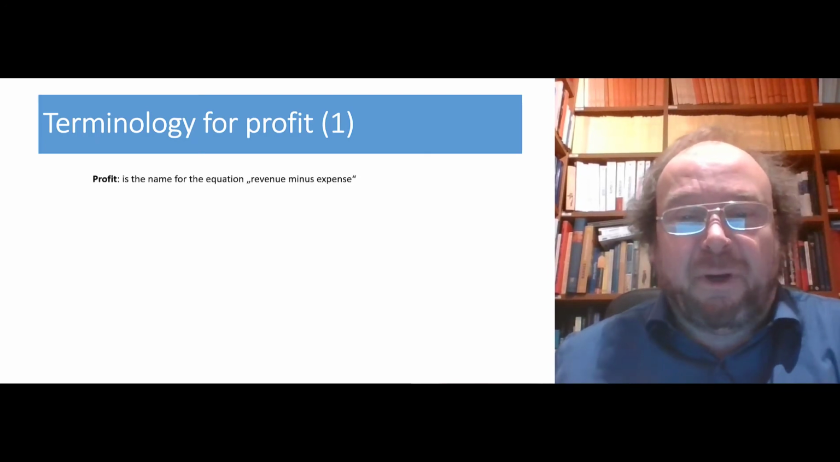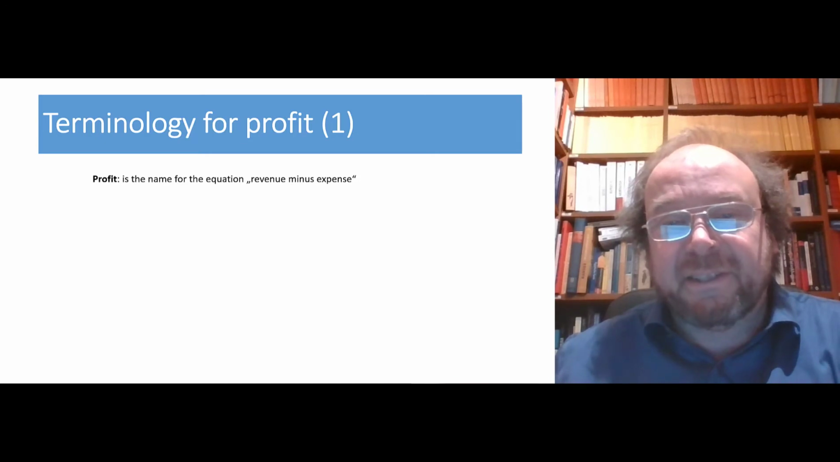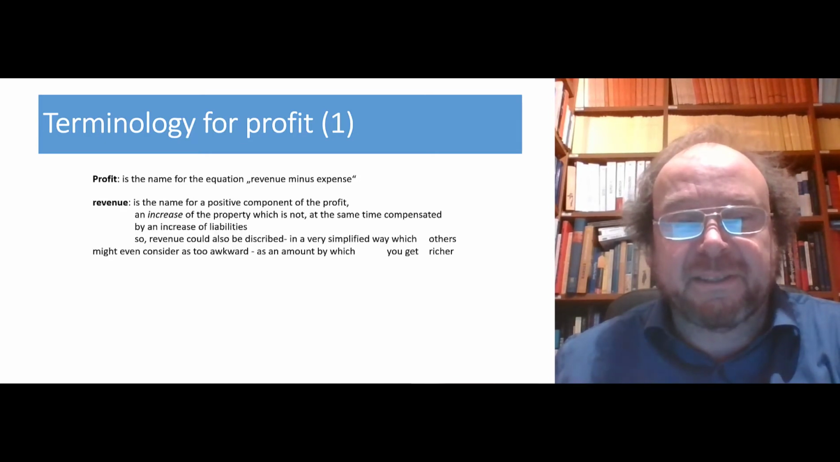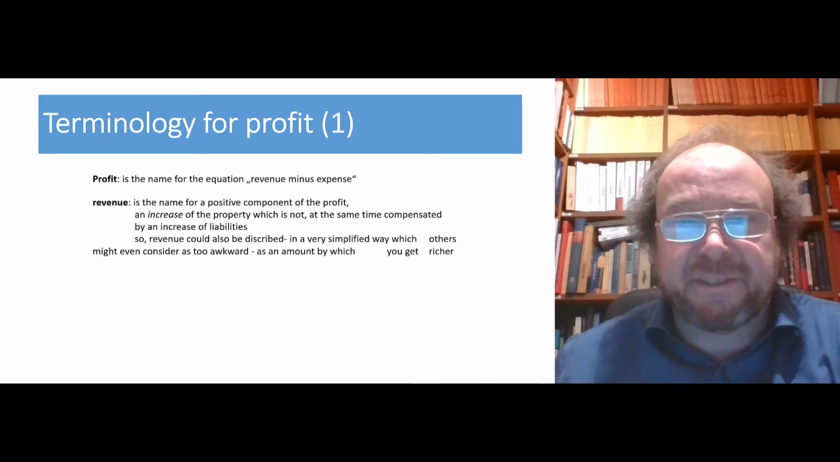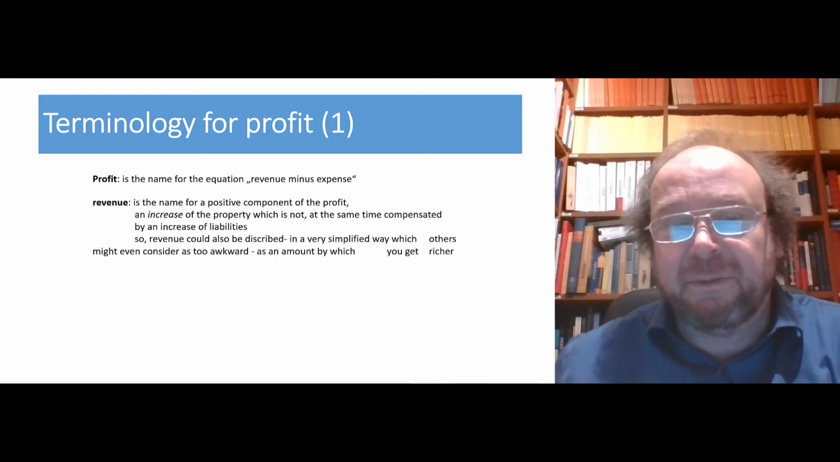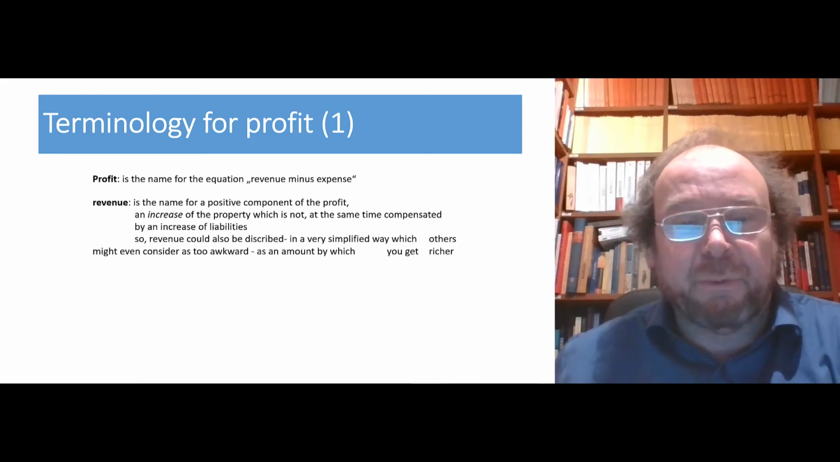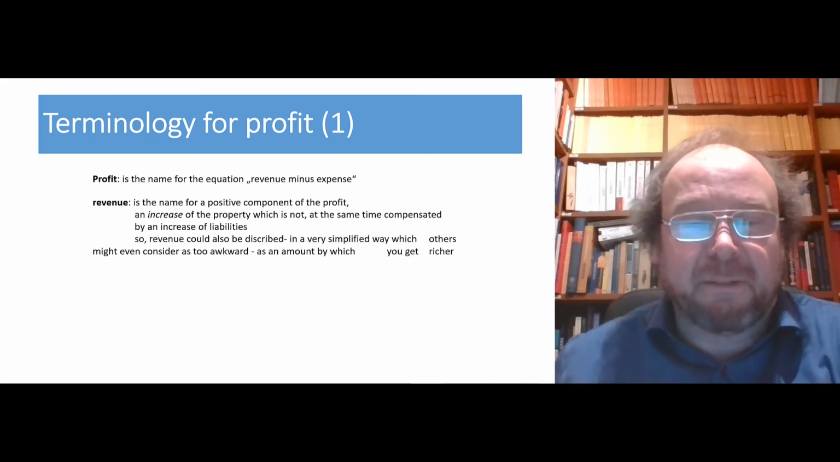When do we speak of profit? Profit is the name for the equation revenue minus expense. It's the rest from that. Revenue is the term which we use for a positive component of your income, or the positive component of the profit. So an increase of your property, which is not compensated by an increase of liabilities. So your net property goes up, or to say it plain and simple, you get richer.